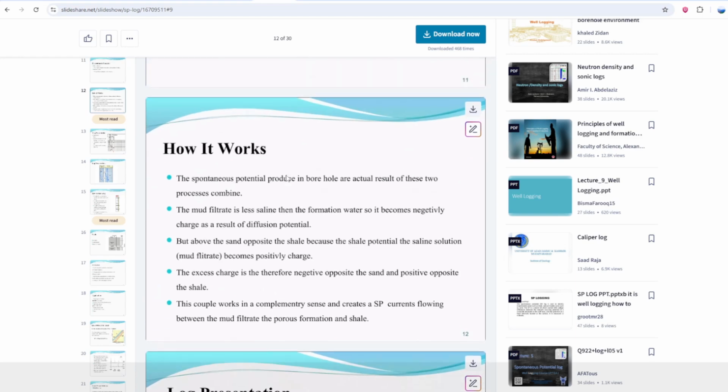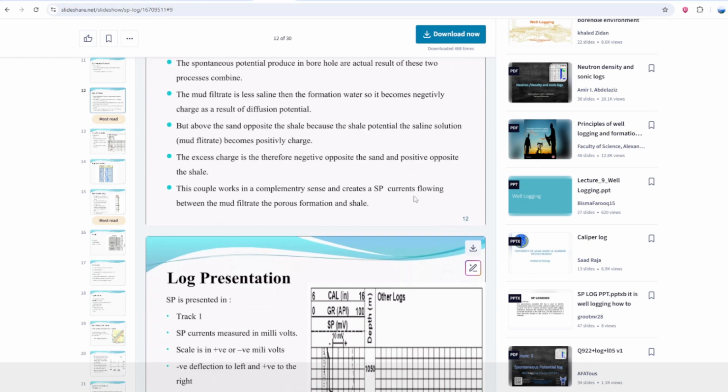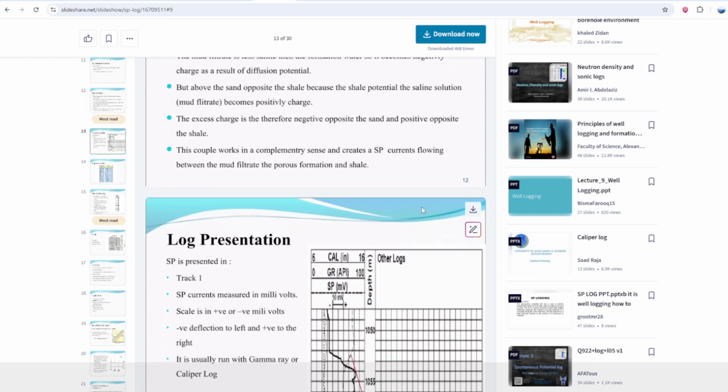So how does it work? The spontaneous potential produced in the borehole is actually the result of these two processes combined. The mud filtrate is less saline than the formation water, so it becomes negatively charged as a result of diffusion potential. But opposite the shale, because the shale potential is a saline solution, the mud filtrate becomes positively charged. The excess charge is therefore negative opposite the sand and positive opposite the shale. This couple works in a complementary sense and creates SP current flowing between the mud filtrate, the porous formation, and shale.